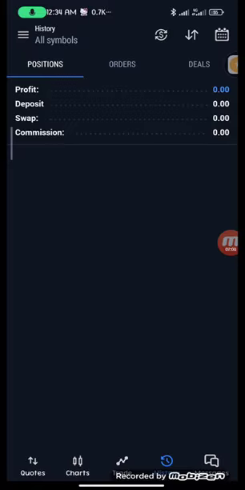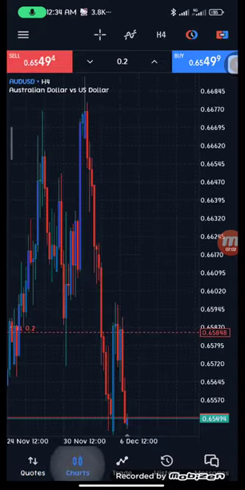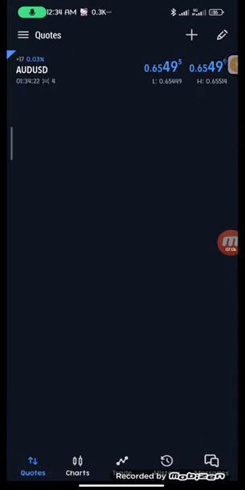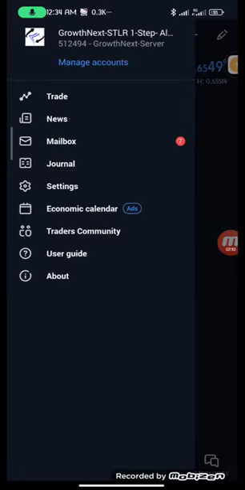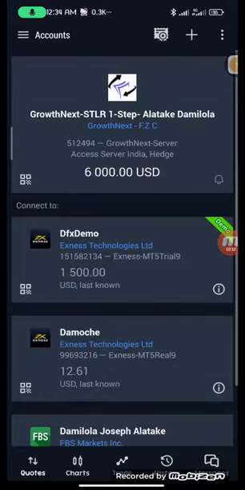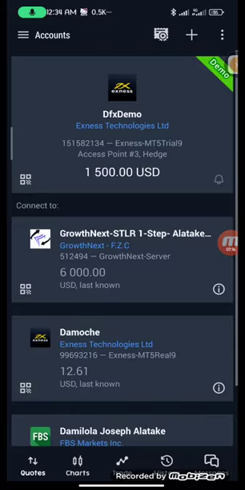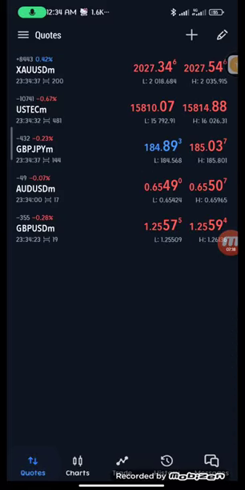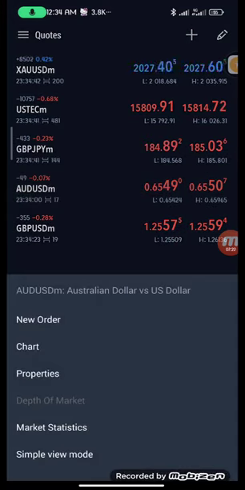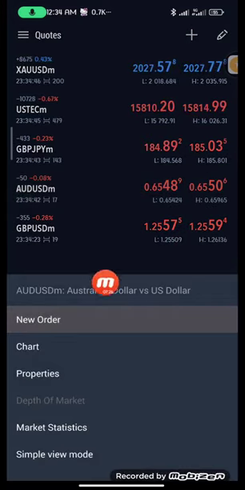Okay, so let's go through some terminologies when you're trying to place a trade. Let's go back to the demo account. All right, DFX demo. So now we are in the demo account. Let's make use of AUD USD, for example. New. You can see new order here. New order means you want to place a new order.